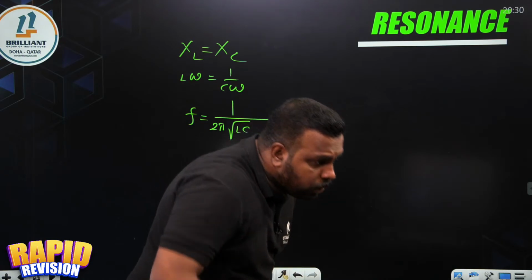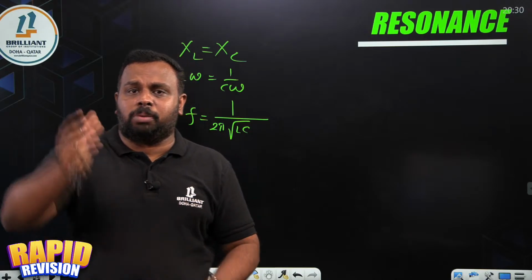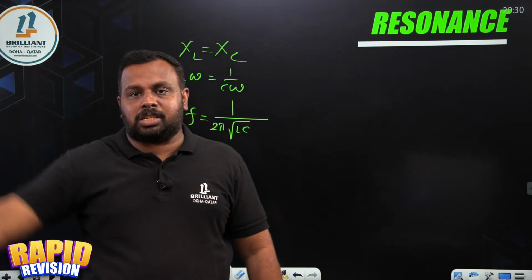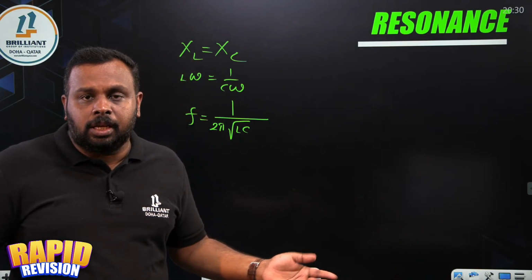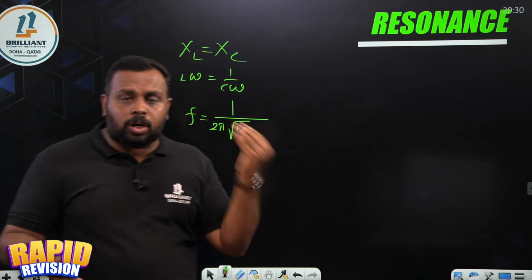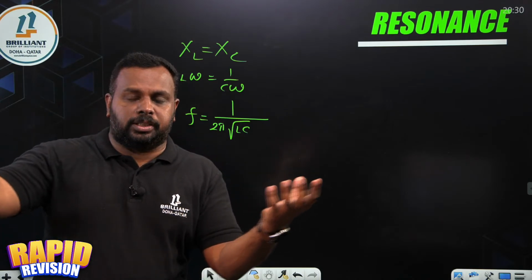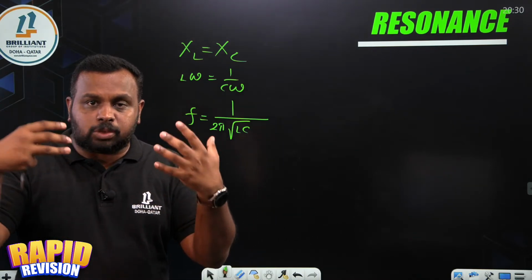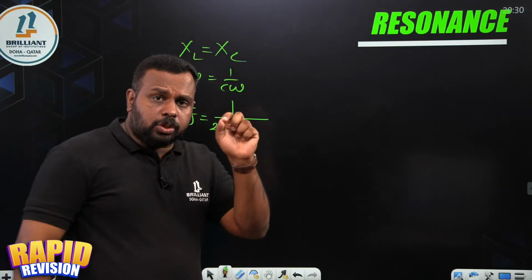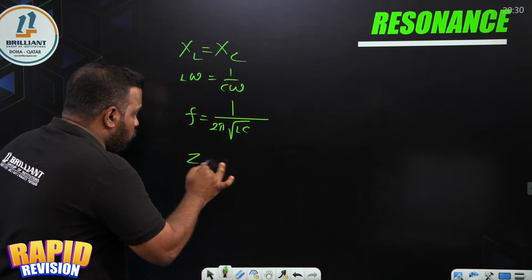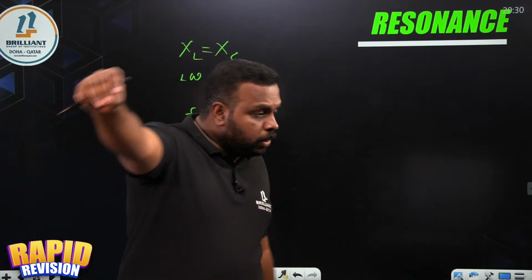Yes, that's what is happening. What is the basic meaning of resonance? Hope you remember in 11th grade you had a topic called resonance. Resonance means frequency matching. At XL equal to XC, the circuit's natural frequency becomes equal to the frequency of the applied voltage. They are becoming equal, that's why we call that condition resonance. So if Z is equal to R, the phase angle will be equal to 0.